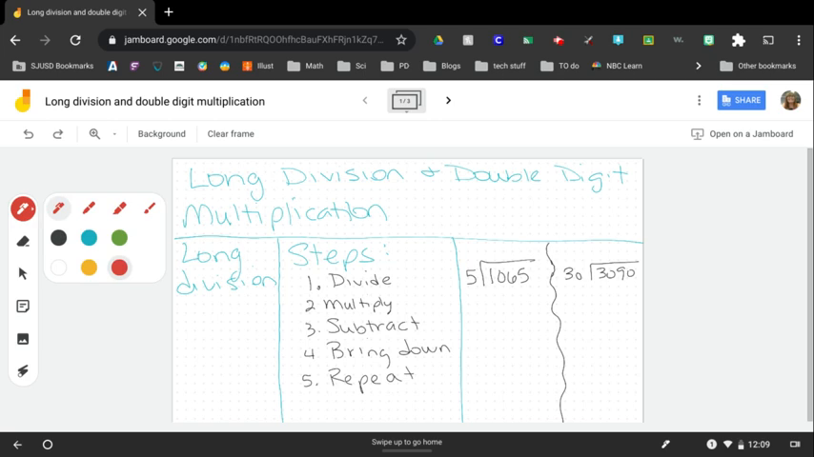I like to use different colors when I'm doing math, so I know exactly what I'm doing. That's something you might want to do. In some cases, I will require it. So make sure you have different color pens or pencils or highlighters or something that you can use when we change colors. So double digit, you can see the steps: divide, multiply, subtract, bring down, and then repeat if necessary.